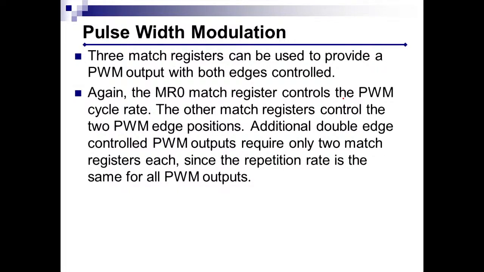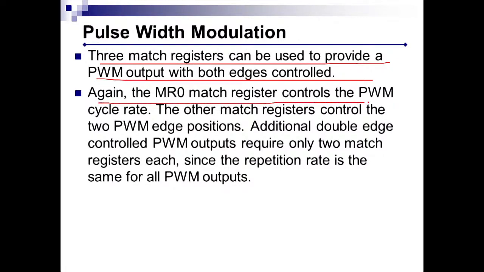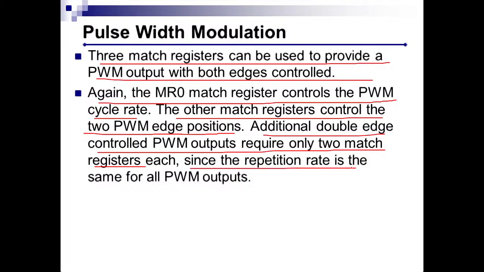So we can use 3 match registers to provide a PWM output where both edges can be controlled. Again, the MR0 match register controls the PWM cycle rate. The other match registers will control the 2 PWM edge positions. Additional double edge controlled PWM outputs will require only 2 match registers for each, since the repetition rate is the same for all PWM outputs.